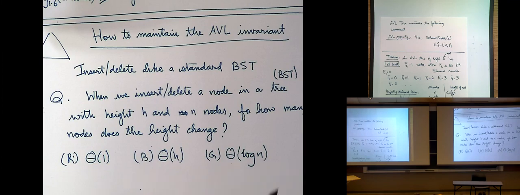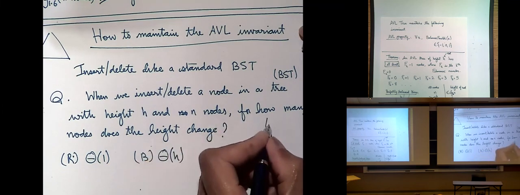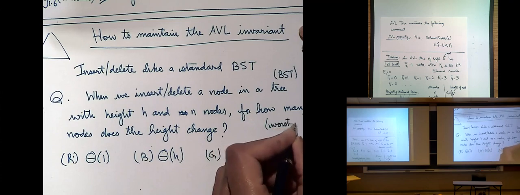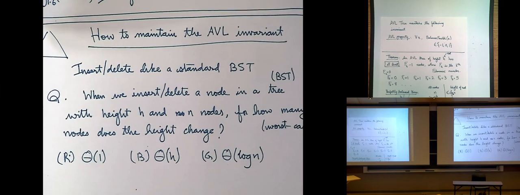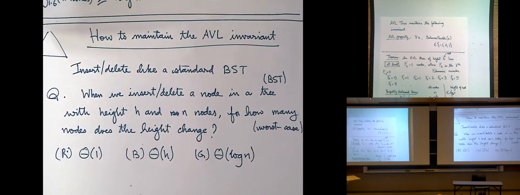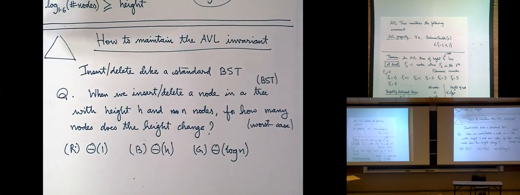Okay, so how many, let's just say worst case. Actually, no, did I get this correct? For how many nodes is the height going to change? So the height is h. For how many nodes is it going to change?